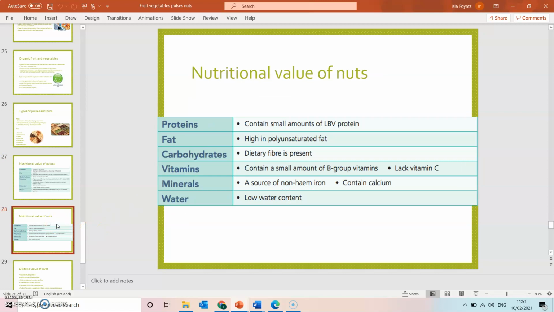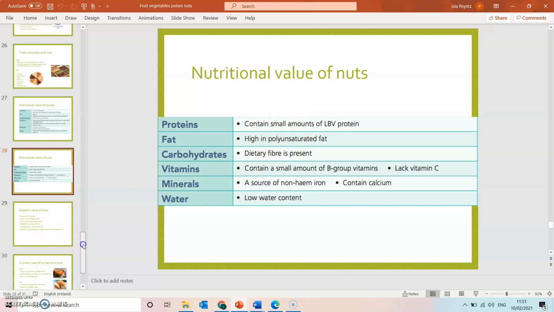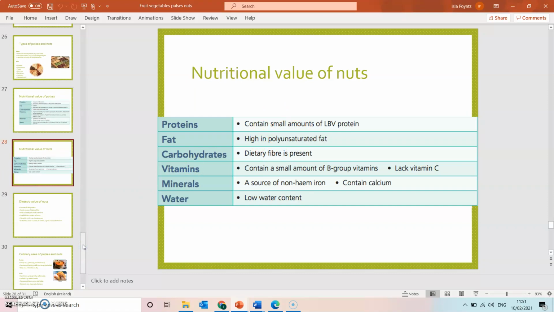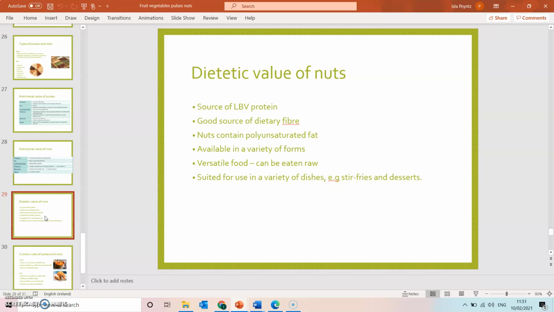And then your nuts, which are a great source of fiber and a great source of protein. LBV protein, polyunsaturated fat, which is very good for you, and fiber. So very healthy, great for snacks, great addition to main course dishes like a vegetable and nut risotto, for example. Okay, so the dietetic value is there, low biological value, protein, fiber, etc. So don't forget whose diet and why.